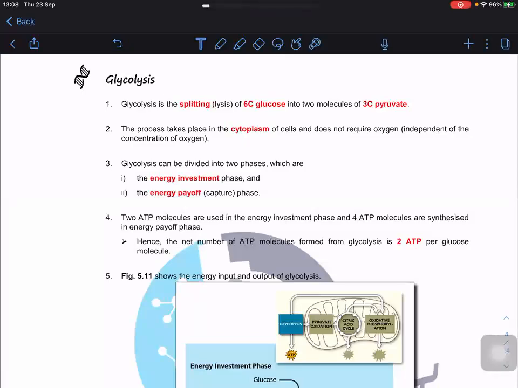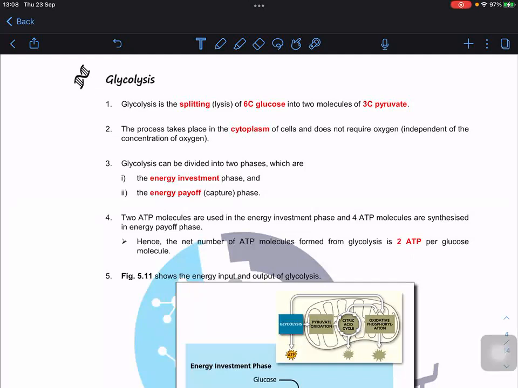Okay, so we started with glycolysis, the first process of aerobic respiration. In fact, if you look at anaerobic respiration, they also start with glycolysis. Because glycolysis is independent of oxygen, whether oxygen is present or absent, glycolysis still takes place.